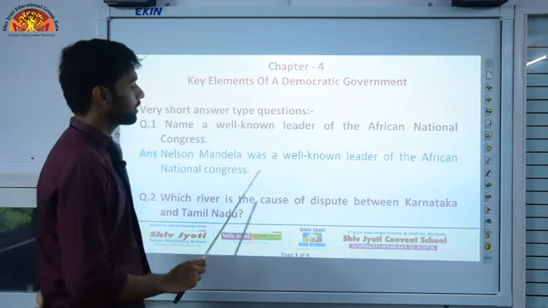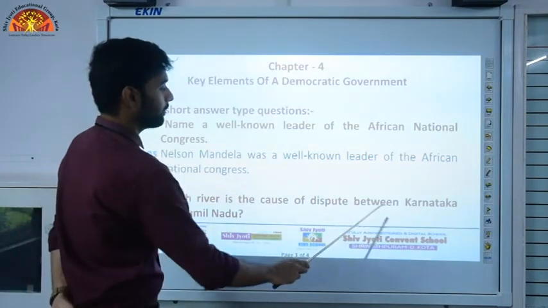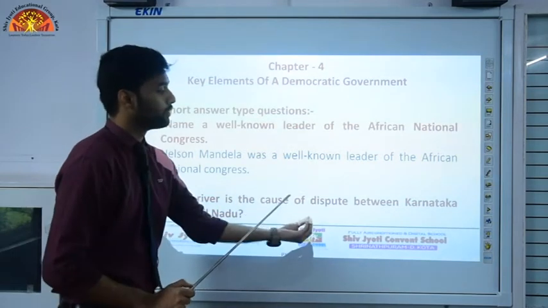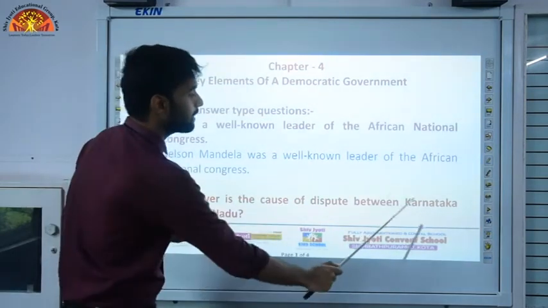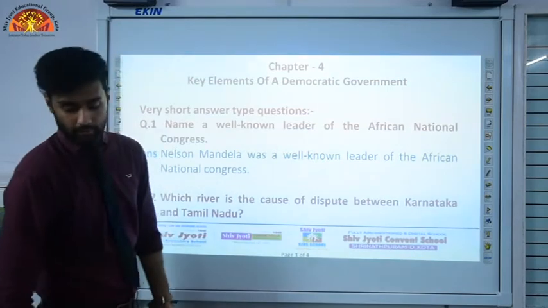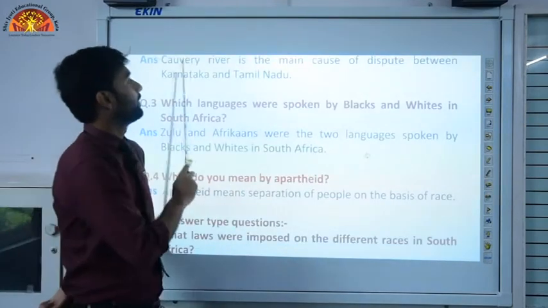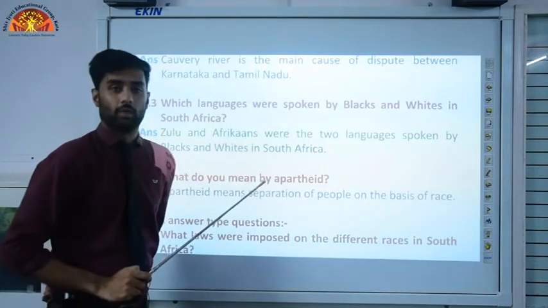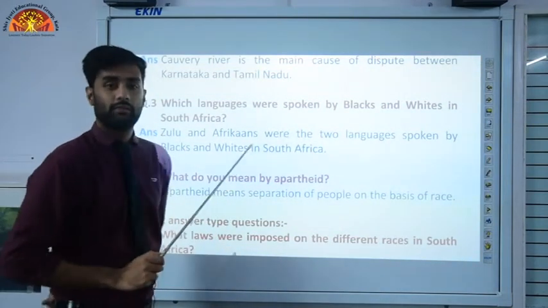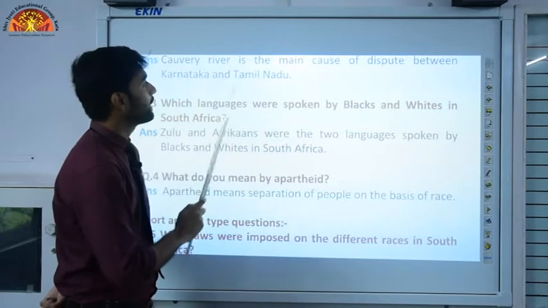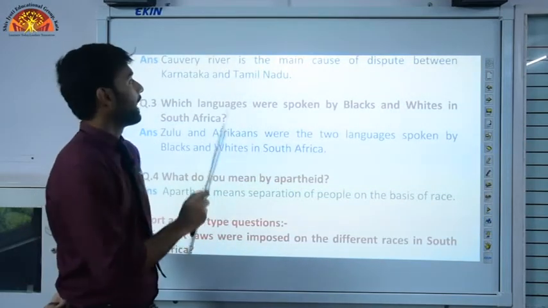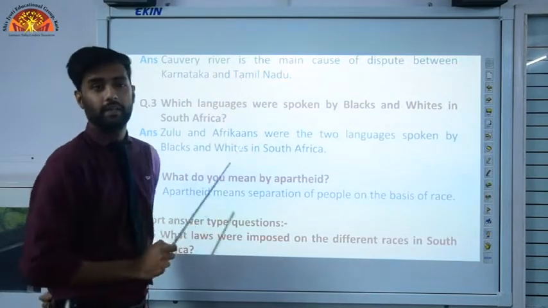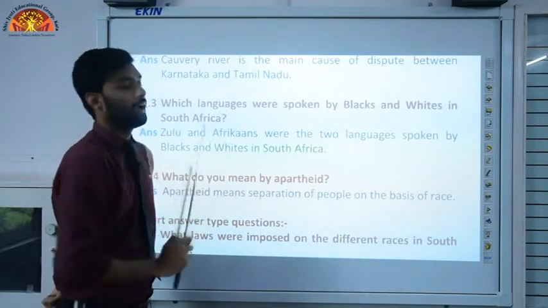Now, which river is the cause of dispute between Karnataka and Tamil Nadu? There is a river which is the cause of dispute, over which the fight is happening between two states, Karnataka and Tamil Nadu. What is the name of that river? Kaveri river is the main cause of dispute between Karnataka and Tamil Nadu. I explained it to you in the explanation video of the chapter. So if you have any doubts regarding this, please go back and watch that video again where I am explaining the issue of Kaveri river between Karnataka and Tamil Nadu.